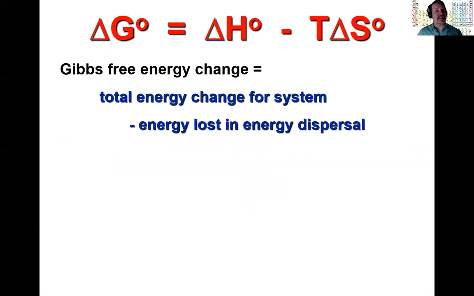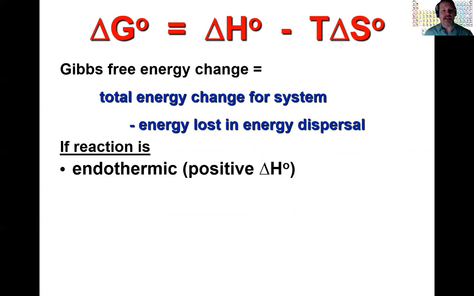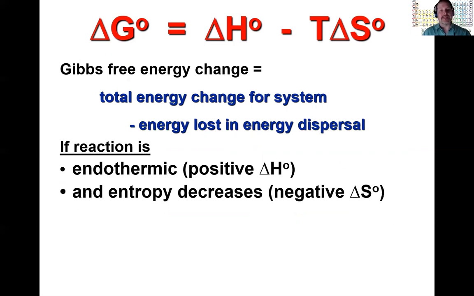Now, the complete opposite of that is an endothermic reaction, a positive delta H, and then a reaction that's coming together. So we would say the entropy is decreasing in the system, and that would make a negative delta S.